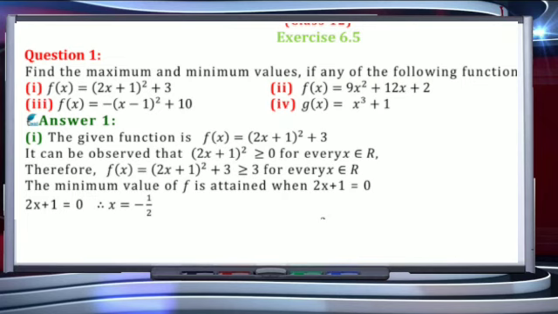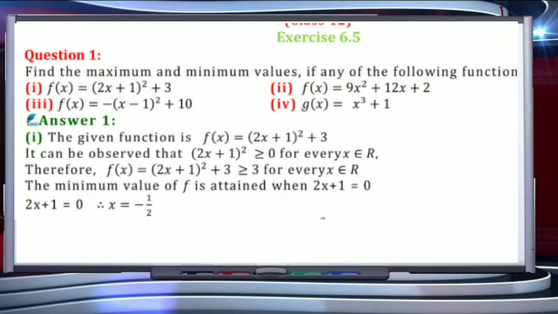Students, maximum or minimum value can be calculated if we are clear that no value is going to be more than that and no value is going to be less than that. Then only we can fix the maximum or minimum. So here our function is (2x plus 1) whole square plus 3. As we know, (2x plus 1) whole square is always non-negative and 3 is a positive number, so their sum will always be greater than or equal to 3 for any value of x.